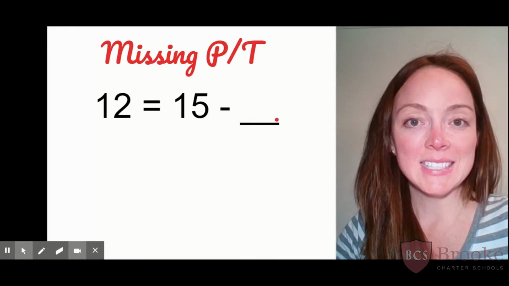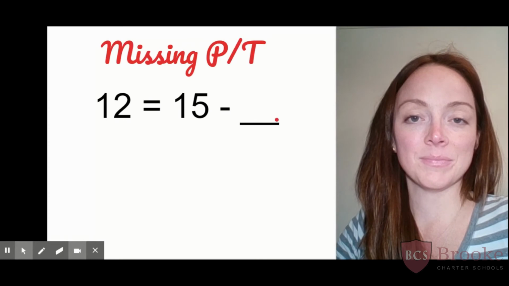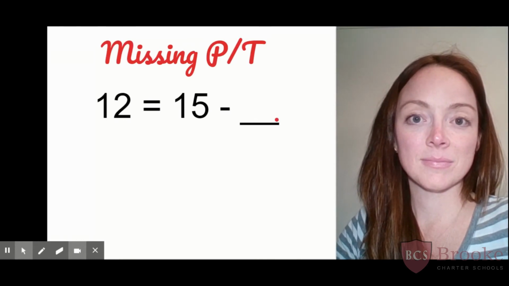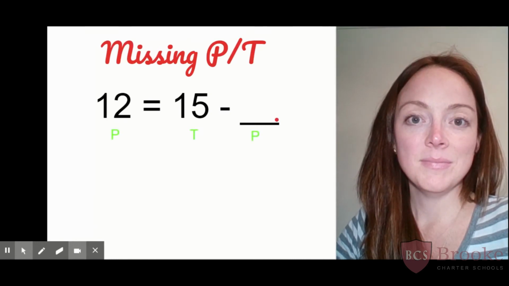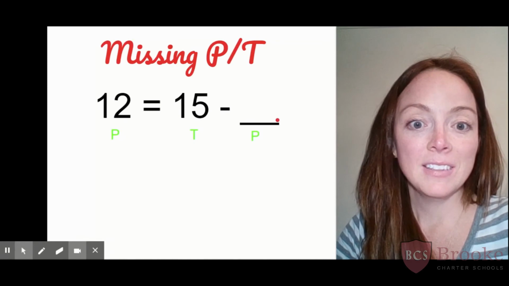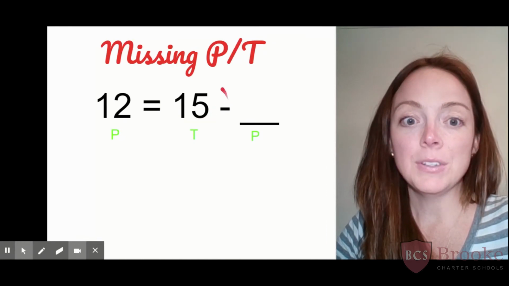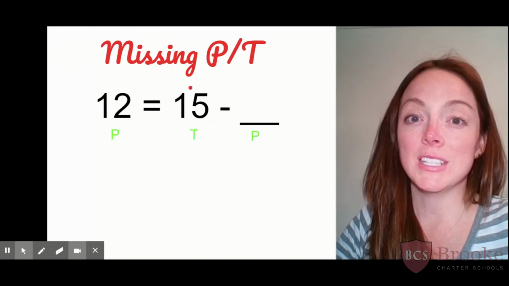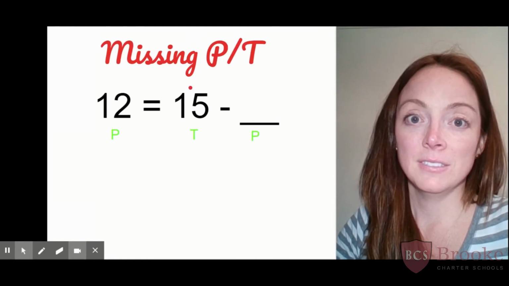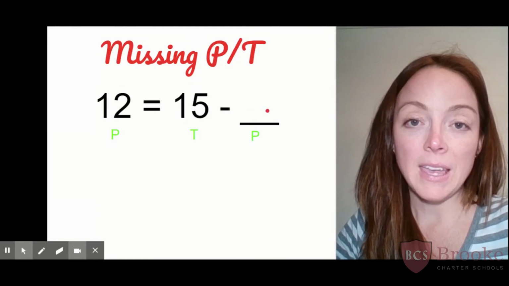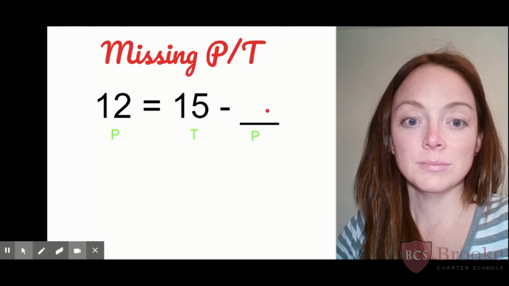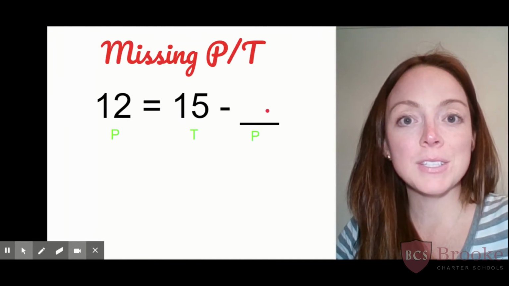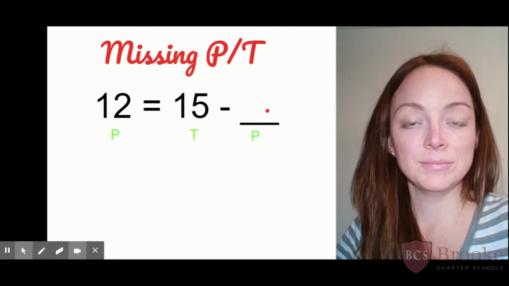Label your number sentence. Make sure your labels look like mine. I labeled 15 T for total because it comes right before the minus sign, and I know that's going to be my big number. That means 12 and blank are my two small parts. Now get to work solving for that missing part.